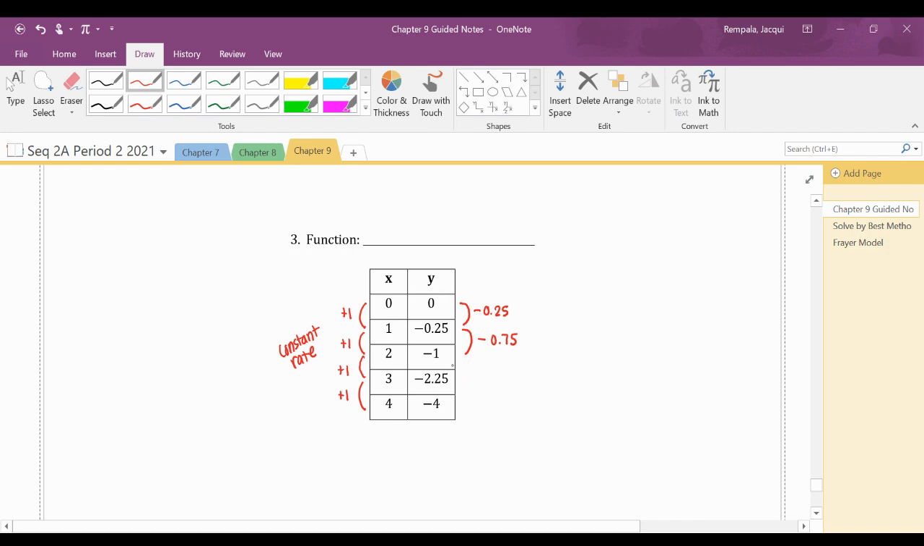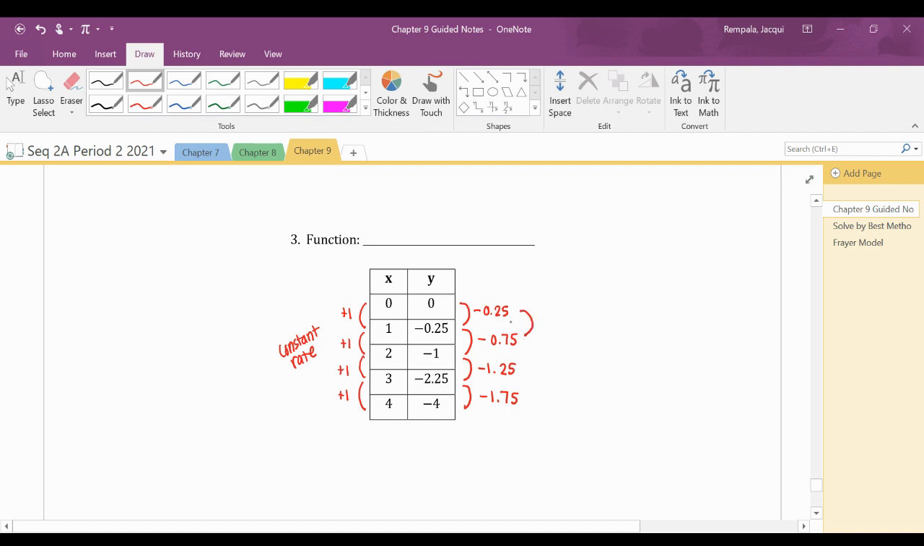If I keep going, to go from negative 1 to negative 2.25, I'm not subtracting 0.75. I'm actually subtracting 1.25. To go from negative 2.25 to negative 4, I am going to have to subtract 1.75. Okay, so notice that my subtractions keep changing each and every time.